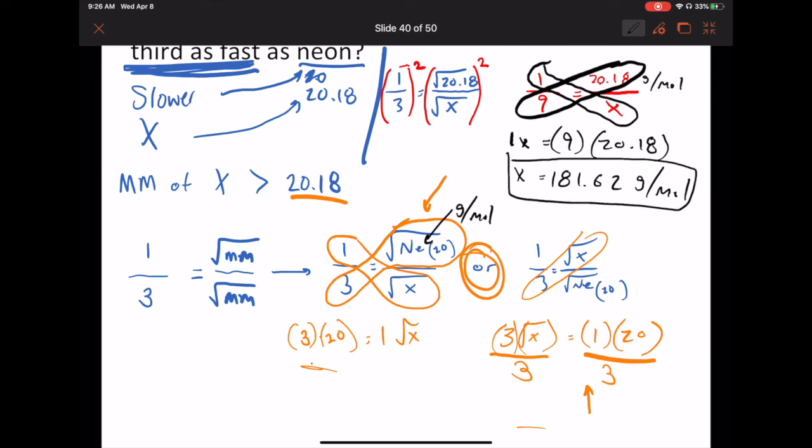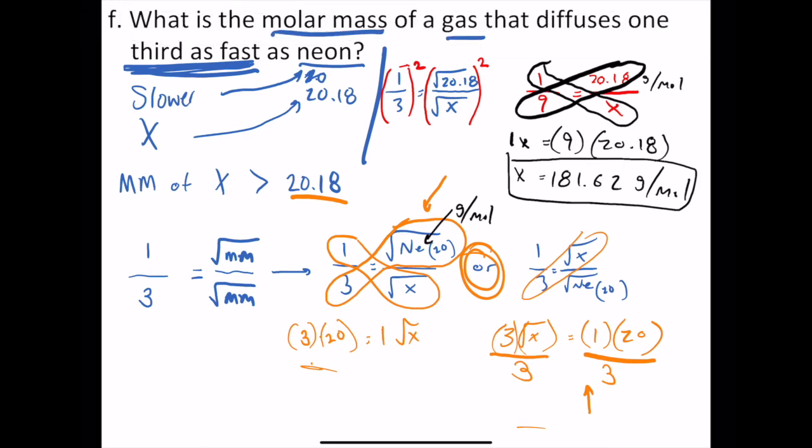181.62 grams per mole. And for sig figs with this one, we have 4 here. The 9, because this is like 1/3, has unlimited sig figs. So if we really wanted to get the sig figs right, we should just have 181.6 grams per mole. That's a better answer. Okay, there you go.